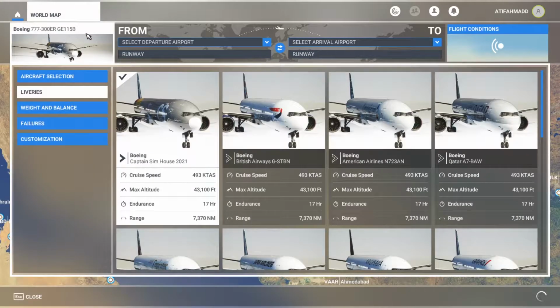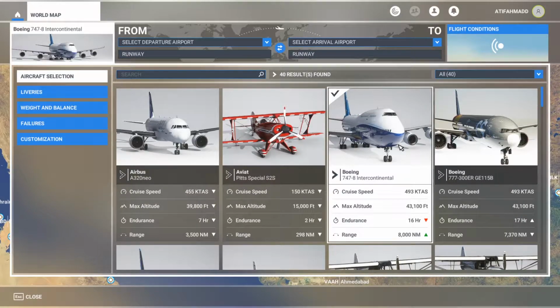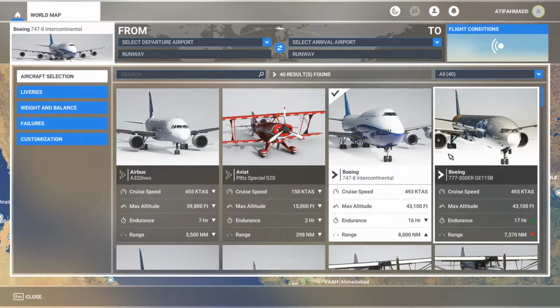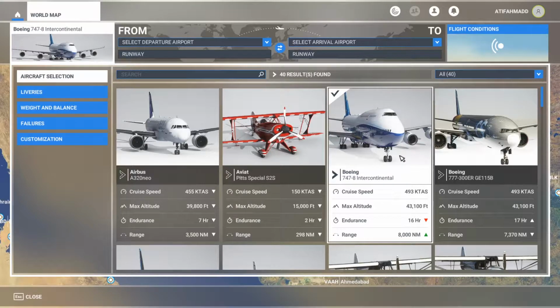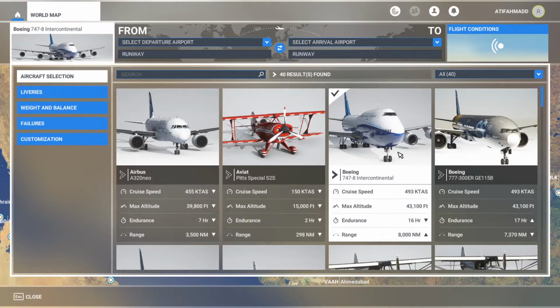So in this video what I'm going to do is that I'm going to compare this Boeing 777 with the 747. I'm going to show you how the vertical speed works, and how the plane levels off at the given altitude. Because this Boeing 777 is based on the Boeing 747 of Microsoft Flight Simulator. I can also compare it with 787, but as it is based on the 747, it's got almost the same cockpit and same controls, almost the same thing.